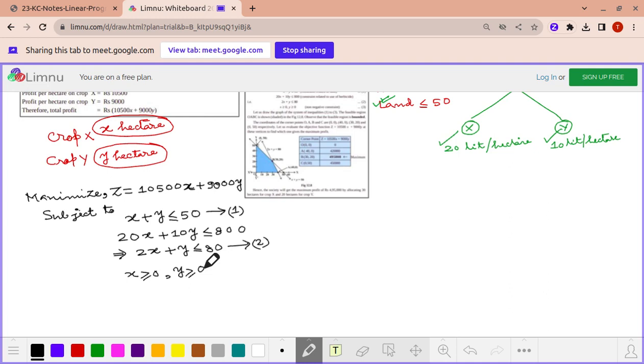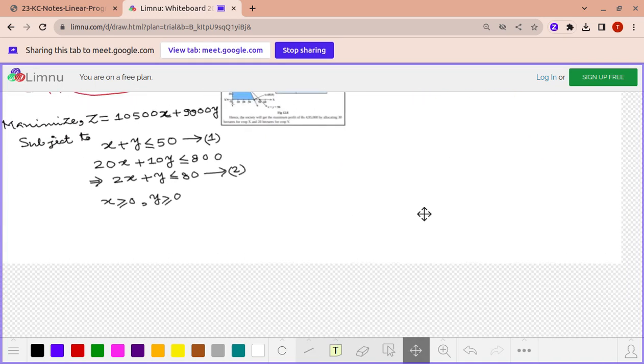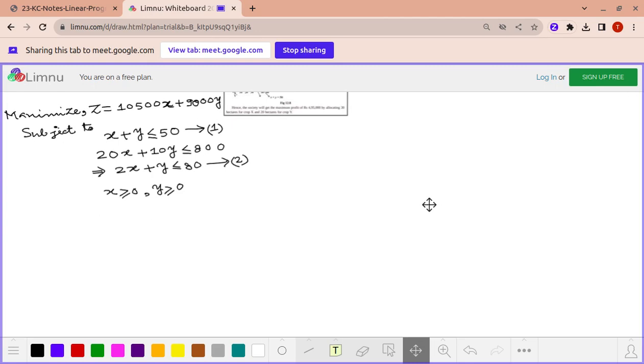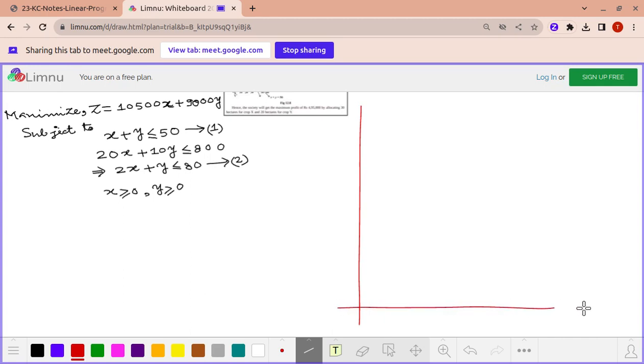After that, what you need to do, dear students, is solve it. So how to solve it graphically? For that we need to draw the coordinate axis. Okay, so let me draw the coordinate axis. Let the formulation be there. So this is the positive direction of the x-axis, this is the positive direction of the y-axis, this is the origin.